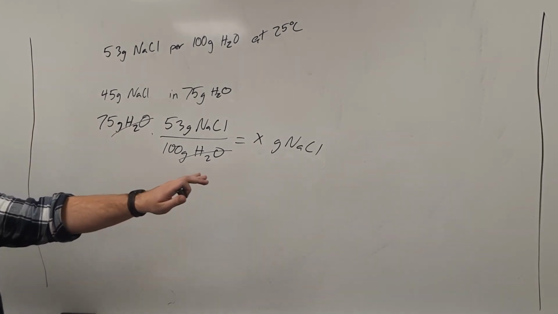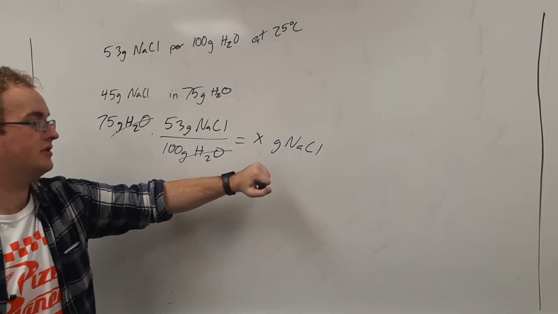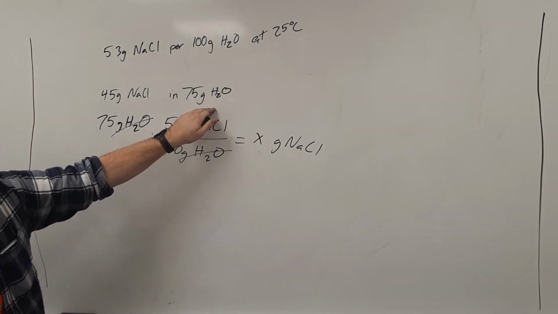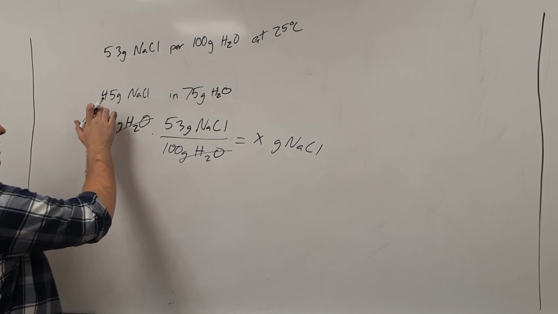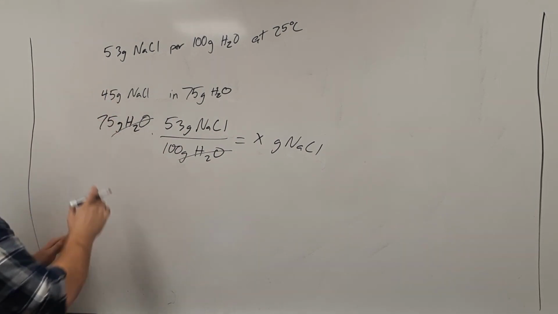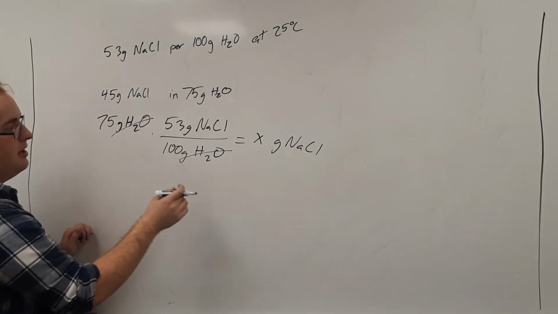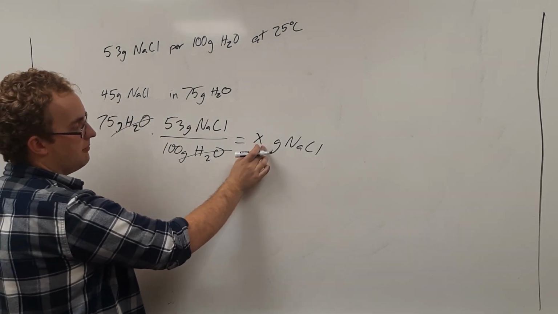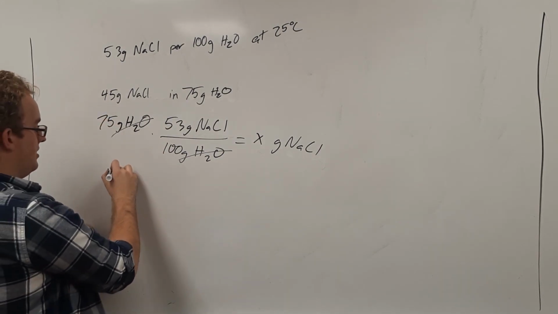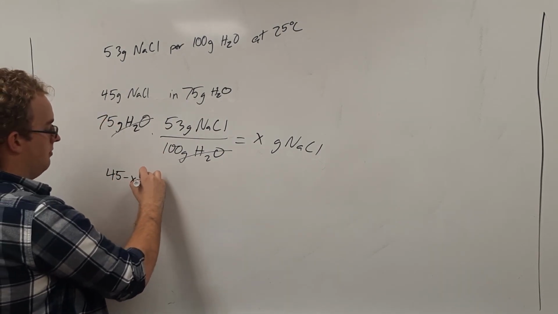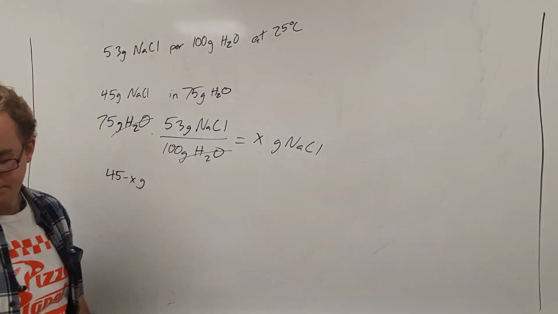What this number would be is the maximum amount of salt that we could dissolve in that much water. And if this amount is bigger than this amount, then all of this is dissolved, and we have 45 grams dissolved. If this number is less than this number, then we will have dissolved this amount of NaCl, and 45 minus x grams will be left just as a solid sitting in the bottom of the container.